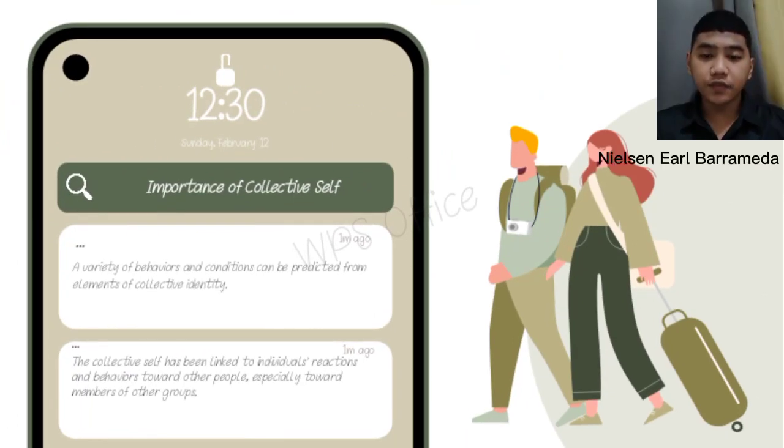Importance of collective self. A variety of behaviors and conditions can be predicted from elements of collective identity. The collective self has been linked to individuals' reactions and behaviors toward other people, especially toward members of other groups. The importance of collective self is that it plays an important role in group perception and behavior, for example, prejudice, intergroup stereotyping, and discrimination.